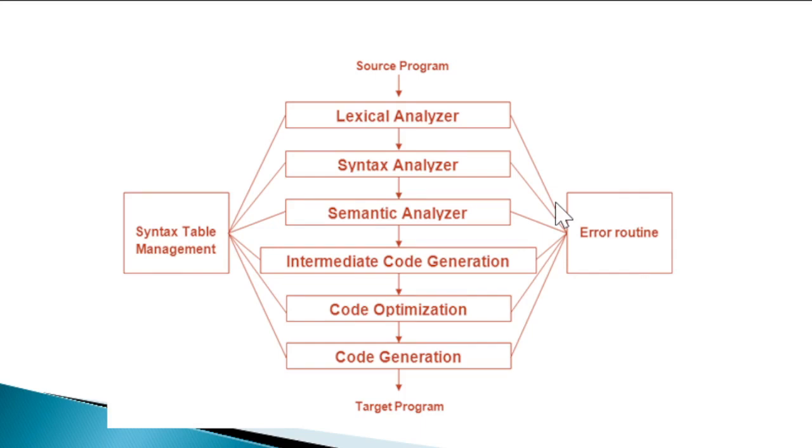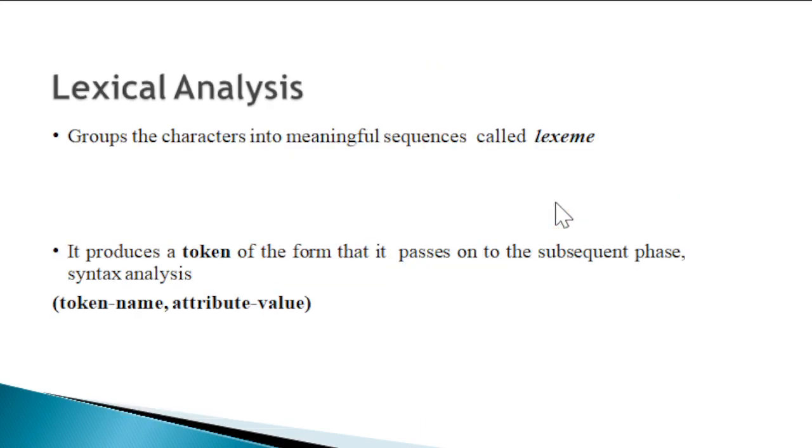Next, the first phase, that is the lexical analyzer. The function of a lexical analyzer is that it converts the program into tokens. Meaningful characters are called tokens. The format of a token is token name and attribute value. The other functions of a lexical analyzer are that it keeps the line numbers and skips the comment lines and white spaces. The output of a lexical analyzer is a sequence of tokens. This is the input of the next phase, that is the syntax analyzer.